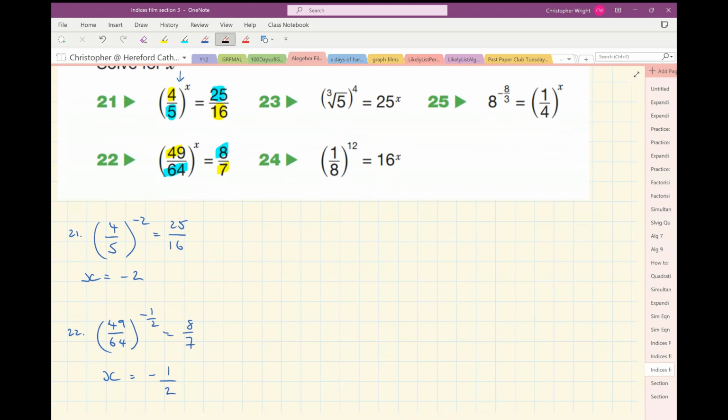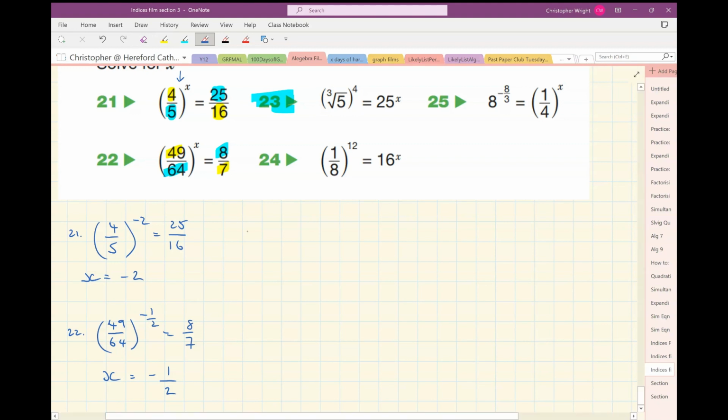Let's look at number 23 now. Okay, number 23. Right, here it is. Now, for number 23, 24, and 25, we're going to have to use a technique we haven't had to use so far, and that is to put things into the same base. Let me show you what I mean. We're looking at number 23 here.